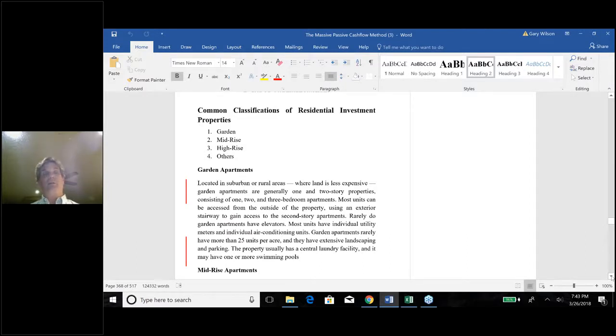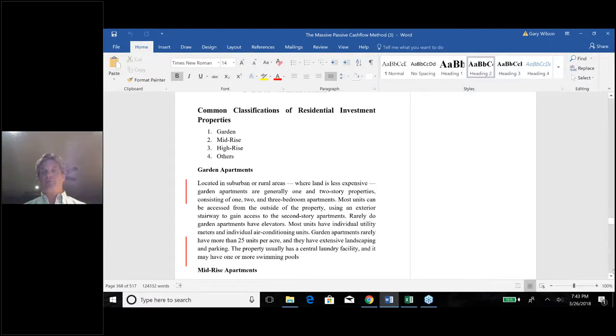Mid-rise and high-rise. High-rise, of course, is like Toronto, Chicago, New York. Big cities like that have buildings that are 20 to 60 and more stories. Mid-rise is generally going to be somewhere 5 to 12 stories, something like that. Okay.